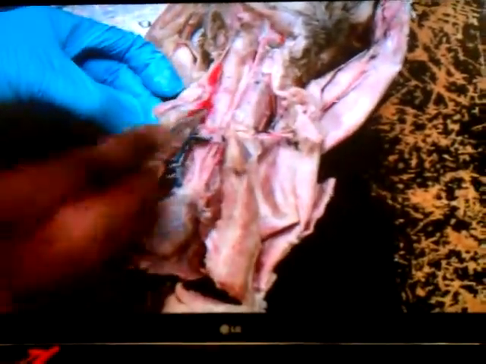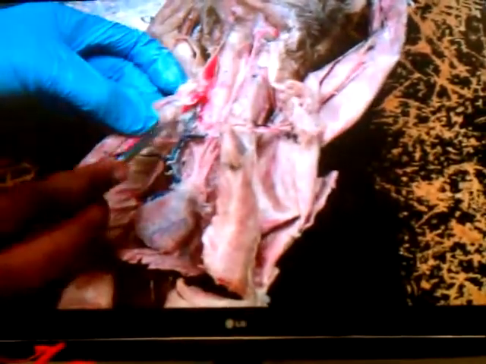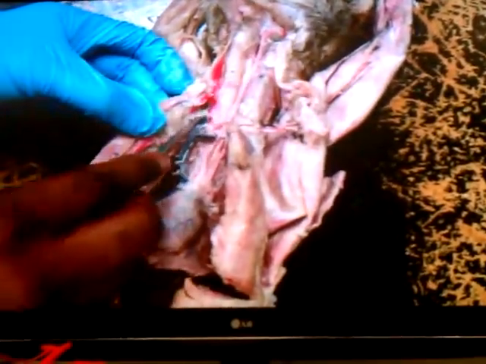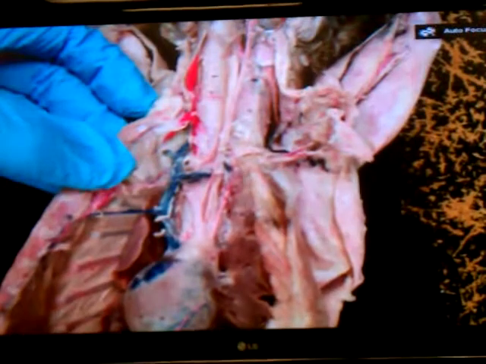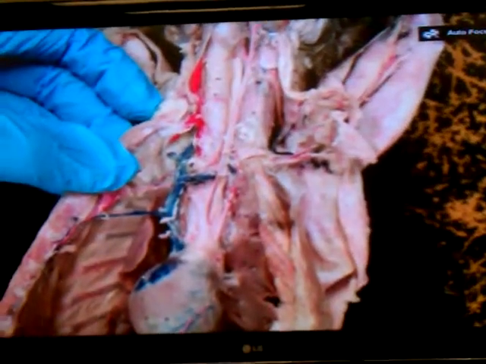If that's right and left brachiocephalic vein, I know, Mr. Gilmore, there's going to be one that goes up and then there's going to be one that goes toward the arm. Can you see this? Yes. Make sure everybody gets it.